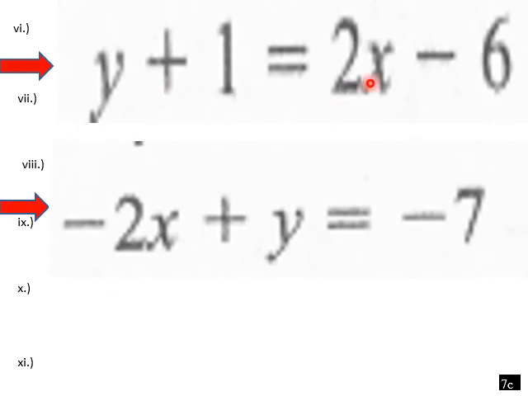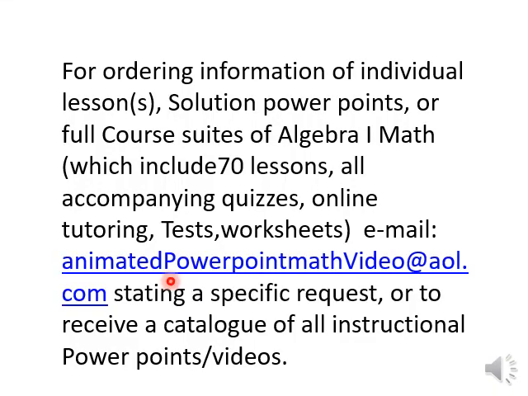Okay, y plus 1 equals 2x minus 6, and then negative 2x plus y would equal negative 7. So here was the original. We bring this over here. It's negative 2x plus y. Then we move this over there. Negative 2x plus y equals negative 7.